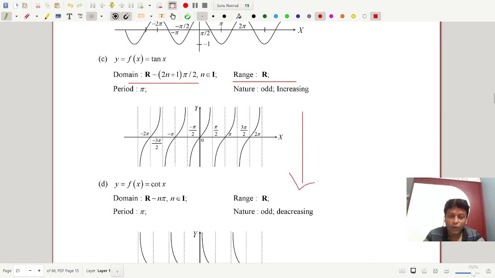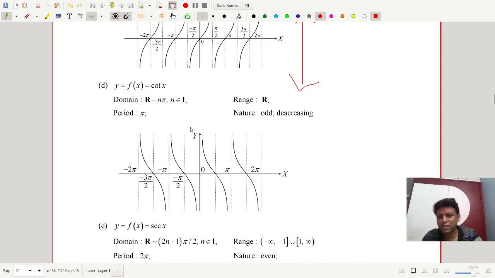And range is R. Why is the range R? Look at that. No lower bound, no upper bound. So minus infinity to infinity. So it is R. What is the period? Period is pi. After pi, the nature repeats. And nature is odd. It is an increasing function, obviously. F of minus x is minus f x. Tan of minus x is minus tan x. Cot x has a similar nature, but the points of discontinuity will be 0, pi, 2 pi, etc. So its domain is R minus n pi, and range is R, period is pi, nature is odd and decreasing.